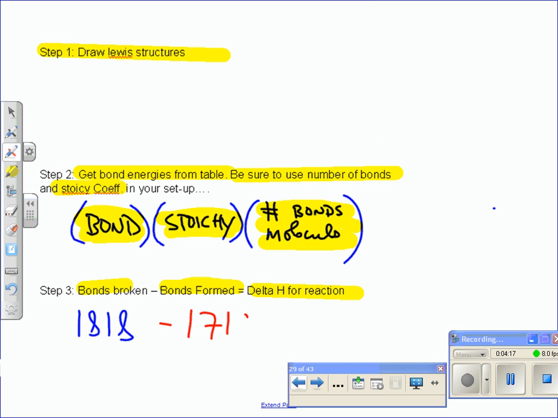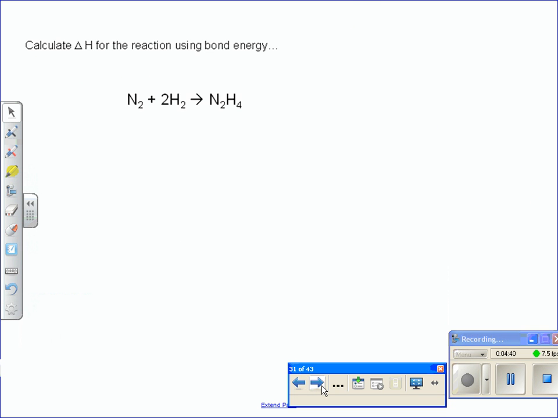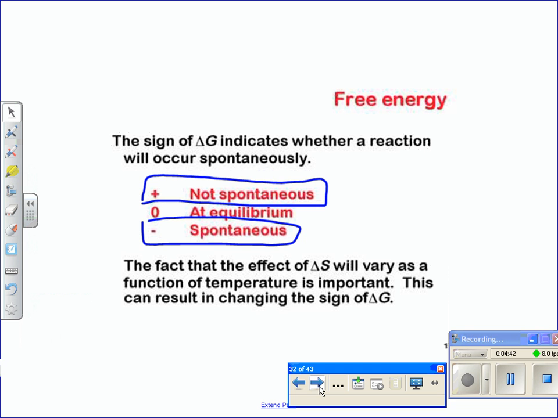Minus 1719. I subtract the two values, so 1818 minus 1719 is going to be 99. So it's going to be 99 kilojoules would be my value for delta H for the reaction. That's the last way we do delta H. Okay, so we did that.